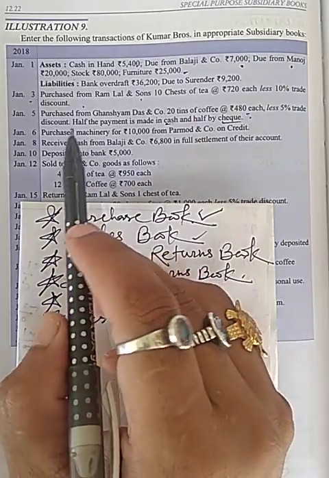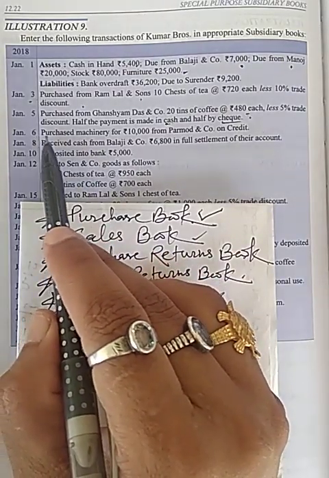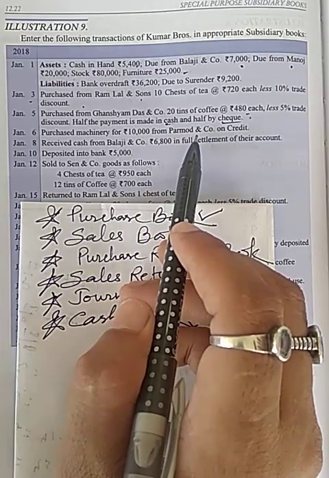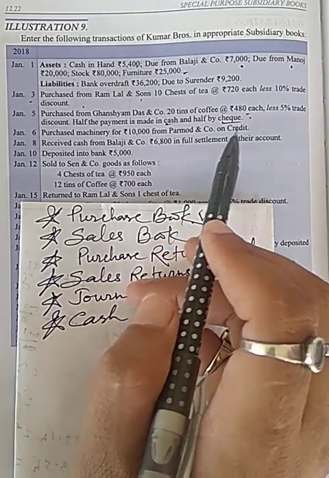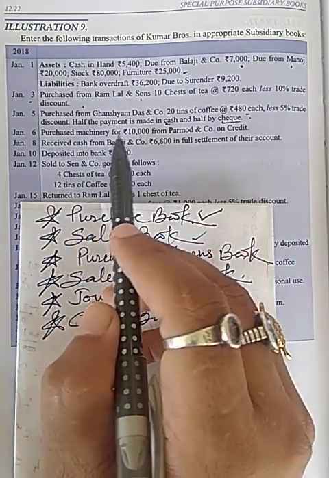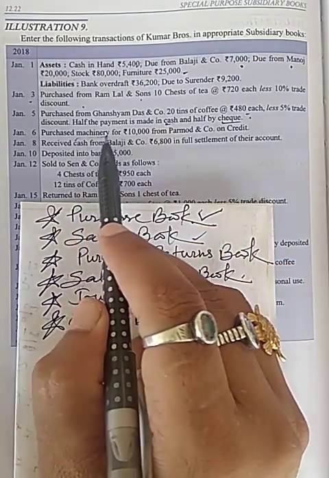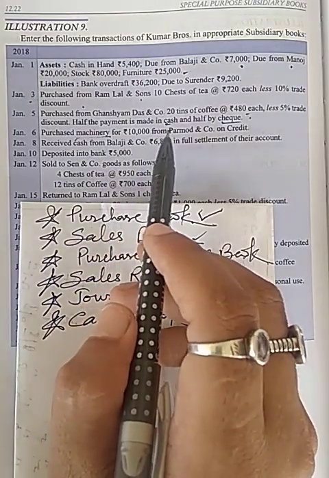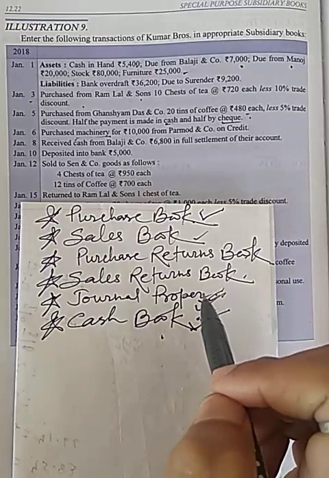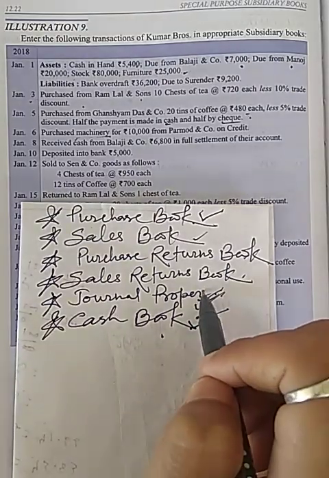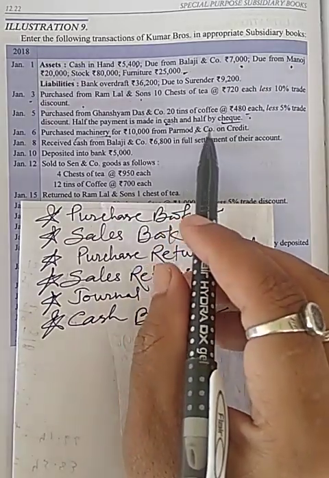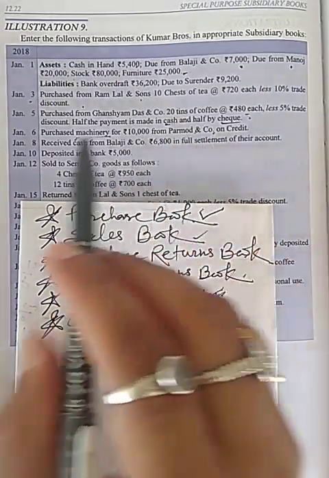Now the next transaction is purchase of machinery for 10,000 from Pramod and company on credit, and this is not goods, machinery is an asset, so it will be recorded in journal proper only. We will write machine account DR to Pramod and company account.